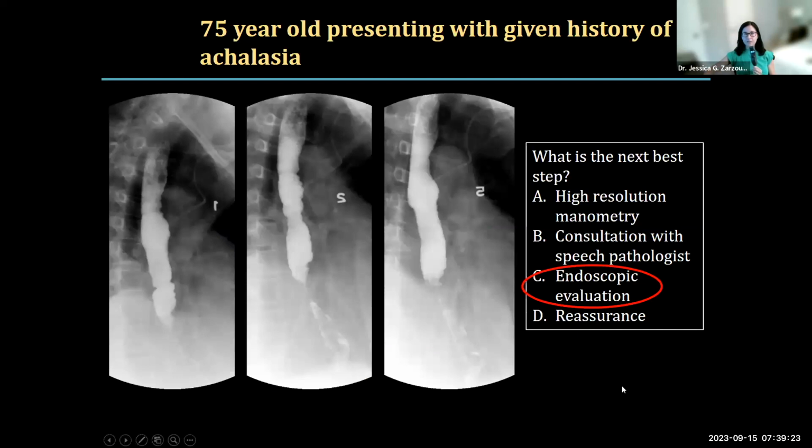So this is a 75-year-old who presented with a history of achalasia. And so this can be a dangerous situation when someone is presenting with a diagnosis rather than with symptoms. And so they're coming in saying they have achalasia. So as radiologists, it can make us kind of think about, oh, well, this person has achalasia.